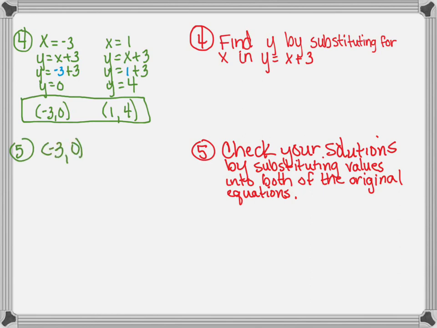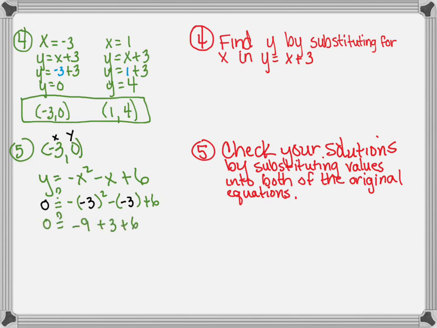So we'll do this for negative 3, 0 first. So we'll substitute first into our quadratic equation, y equals the opposite of x squared minus x plus 6. Remember, the ordered pair means x is negative 3 and y is 0. So substituting in, we're testing whether 0 equals the opposite of negative 3 quantity squared minus negative 3 plus 6. Simplifying, does 0 equal negative 9 plus 3 plus 6? Does 0 equal 0? Yes, it does. So it satisfies the first equation.